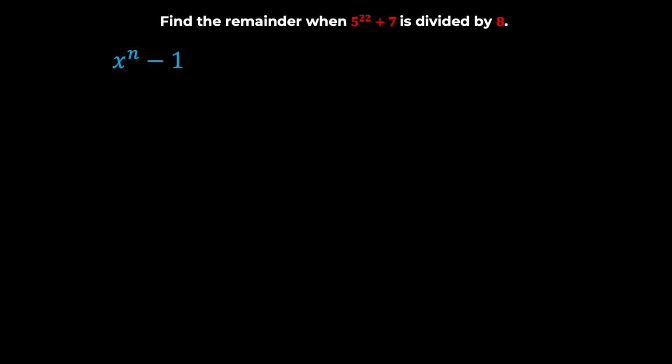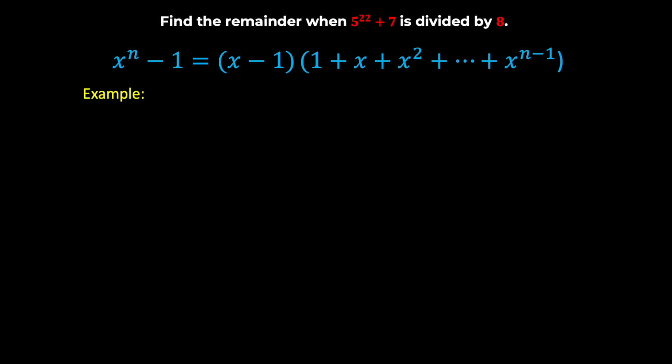x to the nth power minus 1 can be factored as x minus 1 times 1 plus x plus x squared, and so on and so forth, up to x to the power of n minus 1. For example, x to the power of 9 minus 1 can be factored as x minus 1 times 1 plus x plus x squared, and so on, up to x to the power of 8. Now this identity is important because I'm going to use it to solve our problem.